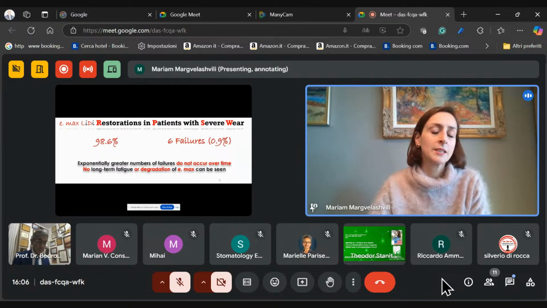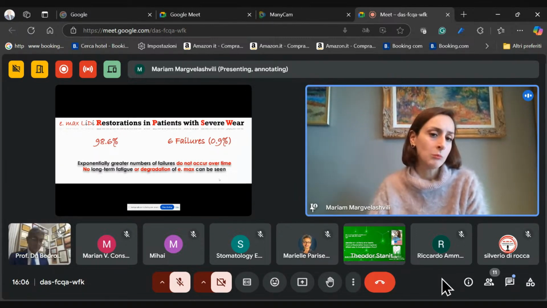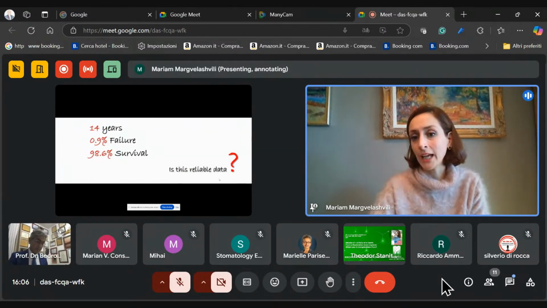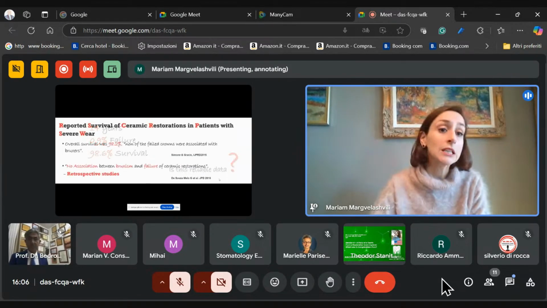Again, we didn't see an exponentially greater number of failures over time, so even the severe wear was not a cumulative damage for EMAX lithium disilicate. Now, is my data reliable? Let's compare it to the literature.